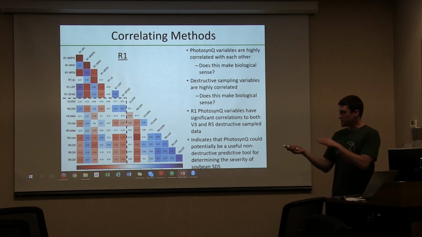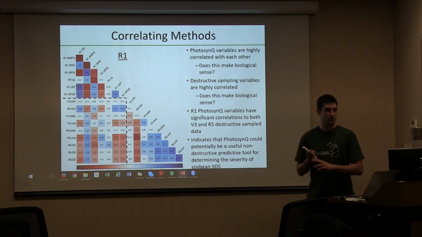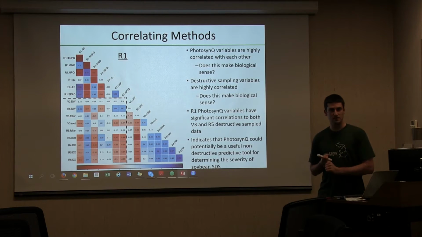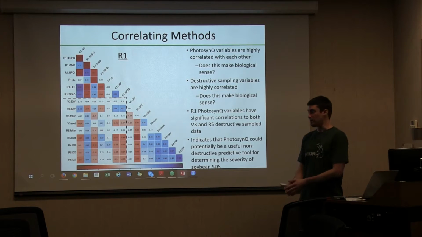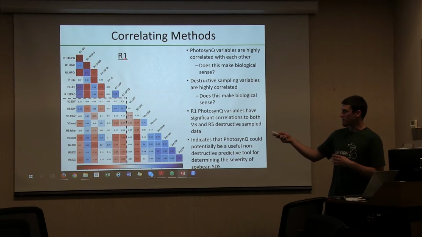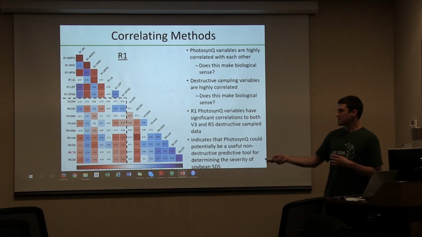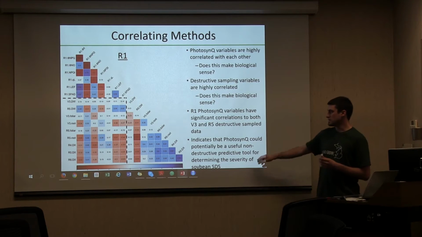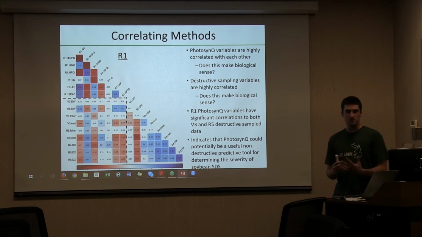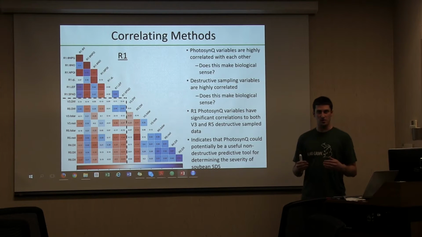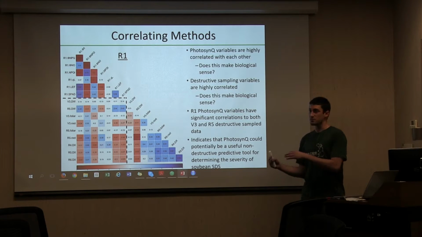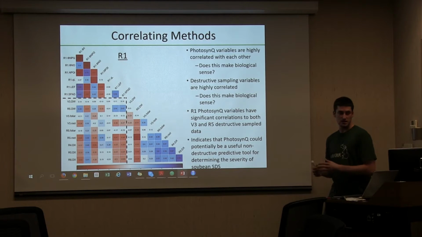And the cool part about this, right, the previous slide we were comparing V3 measurements to V3 measurements, so it was kind of indicative of real-time root health. Whereas these were taken at R1 and we're comparing them to R5. So this actually indicates that it could be a useful predictive tool. If we take measurements at R1, we might be able to predict how much foliar SDS we will get a few growth stages later.